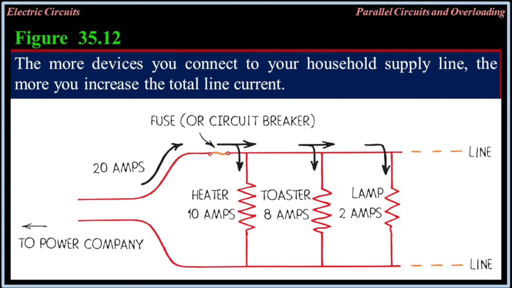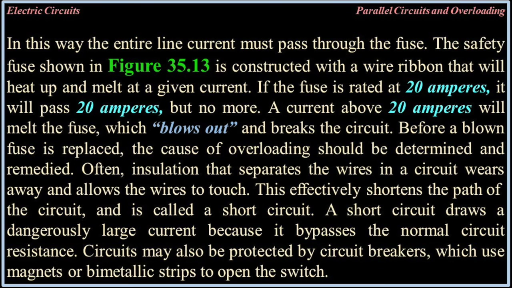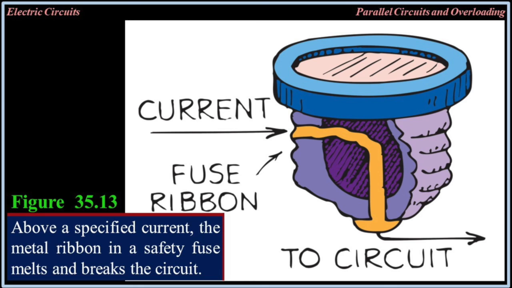Figure 35-12. The more devices you connect to your household supply line, the more you increase the total line current. In this way, the entire line current must pass through the fuse. The safety fuse shown in figure 35-13 is constructed with a wire ribbon that will heat up and melt at a given current. If the fuse is rated at 20 amps, it will pass 20 amps, but no more. A current above 20 amps will melt the fuse, which blows out and breaks the circuit.